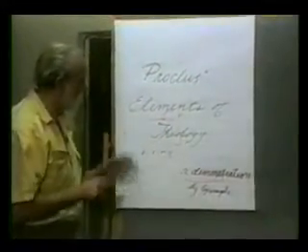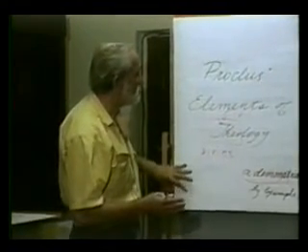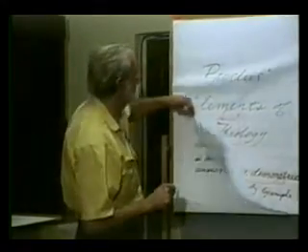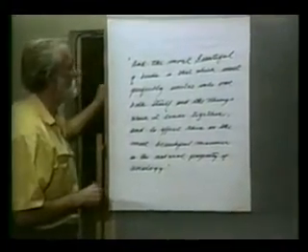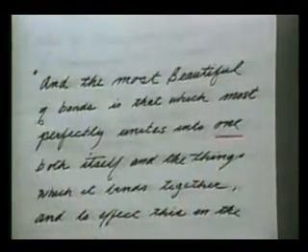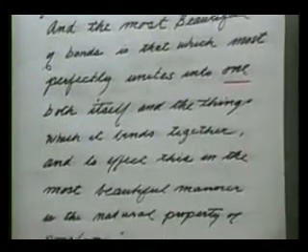First, the most fundamental element in all Proclus's Elements of Theology and Neoplatonic thought is analogy. Now, it all comes from and goes back to Plato's Timaeus. And the most beautiful of bonds is that which most perfectly unites into one both itself and the things which it binds together, and to effect this in the most beautiful manner is the natural property of analogy.